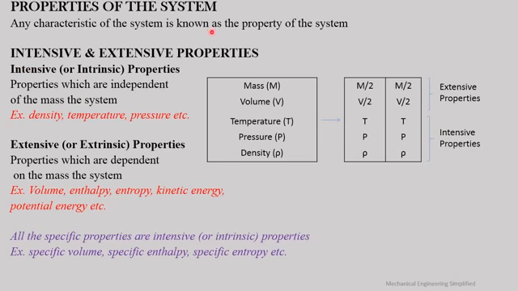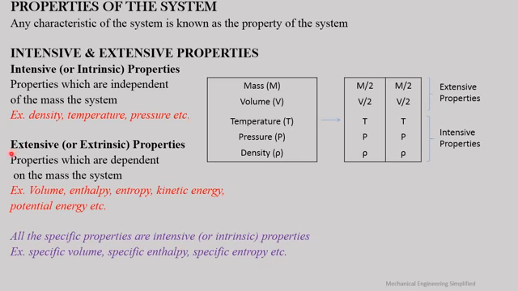What is a property of a system? Any characteristic of a system is known as the property. The characteristic can be pressure, temperature, volume, enthalpy, entropy, anything. Any characteristic of a system is known as the property of the system. Then we have classified those properties into two categories, extensive and intensive. Intensive, also called intrinsic properties, are properties which are independent of the mass of the system. Examples are density, temperature, pressure, etc. These are known as intensive properties.